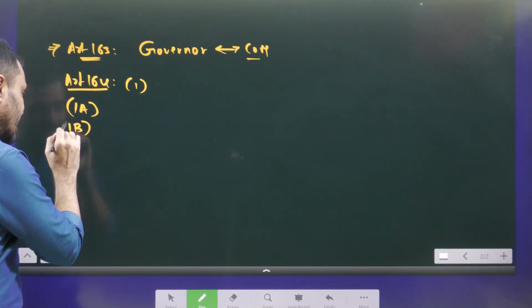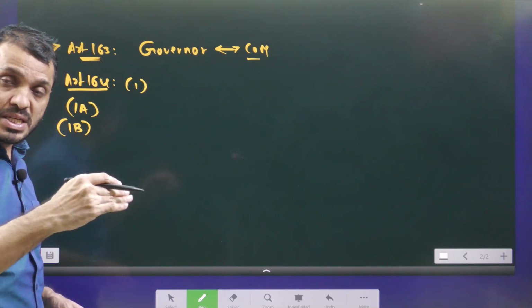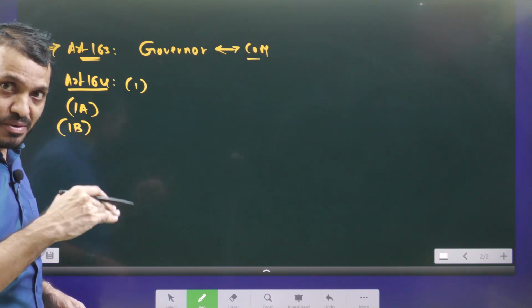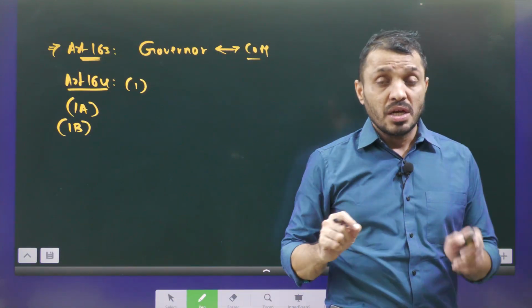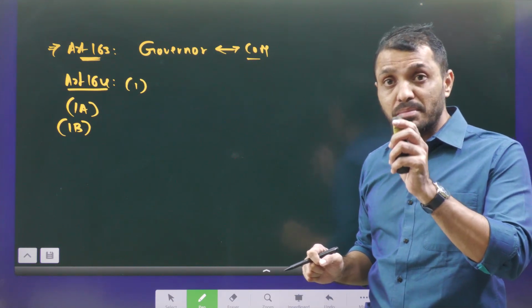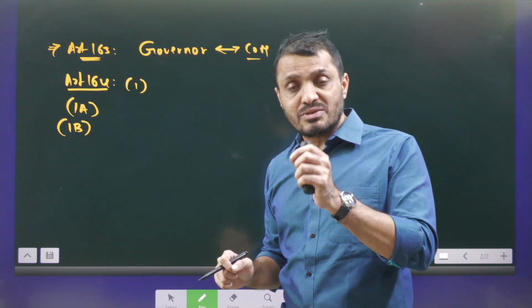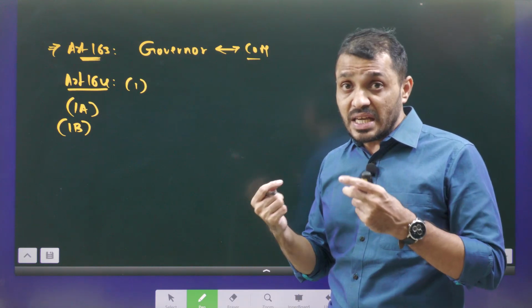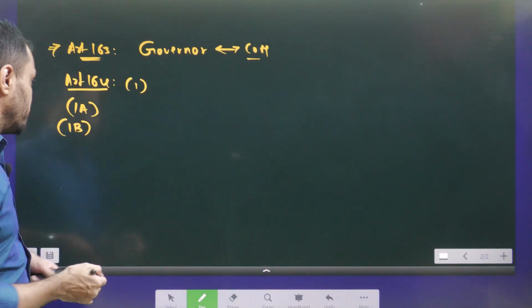Next, 1B says that if a person is disqualified as a member of the House, he will be automatically disqualified as a minister. Now, this is what was observed by the Supreme Court. The Supreme Court observed that Senthil Balaji is not disqualified as a member of the House. As long as he has not attracted any disqualification, he can continue as a minister. That is the Supreme Court observation.